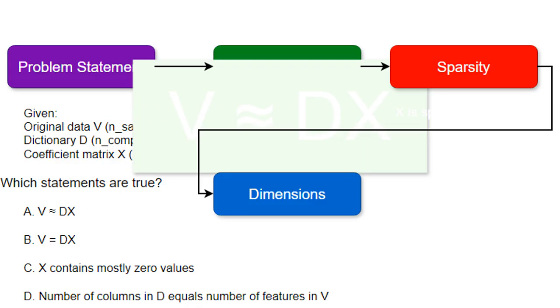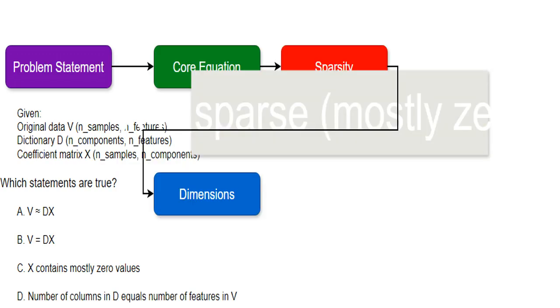The matrix X is sparse, which means most of its values are 0. This is a key feature of dictionary learning. It makes the representation more efficient and easier to understand. We need to pay close attention to the size of matrix D. The number of columns in D matches the number of features in the original data V. This ensures the multiplication in the core equation works correctly.